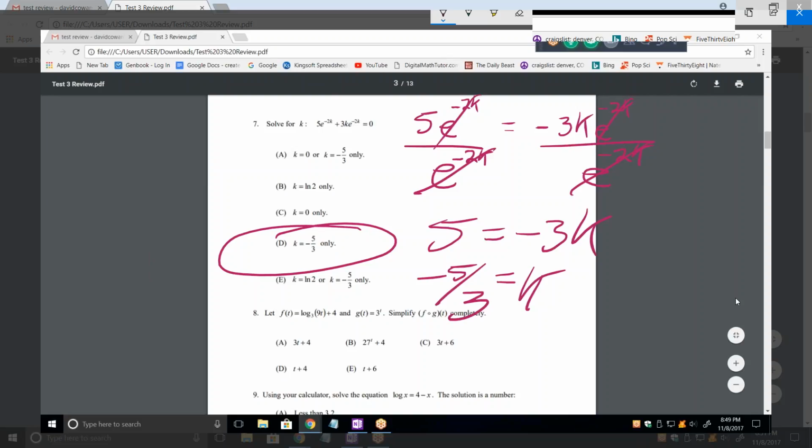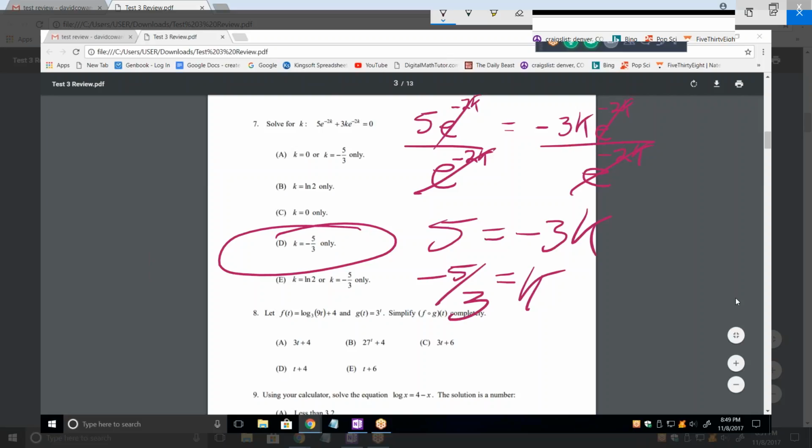Now, is it really only? What if k is 0? Well, it can't be 0 because then you'd still have 5e to the minus 2. In other words, you would have 5 times 1 equals 0, and it doesn't. So k cannot be 0.